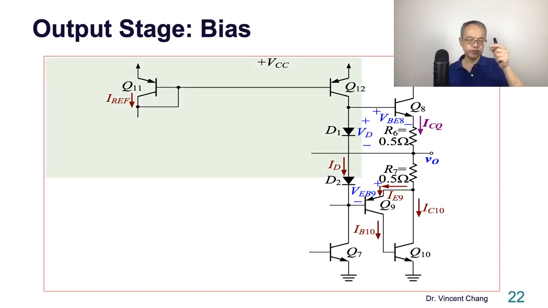So I want you to go deeper, try to solve. I know it's a little bit challenging for you to solve this. So you can also pause again, try to pause and solve this by yourself. Try to solve the quiescent bias current ICQ by yourself.